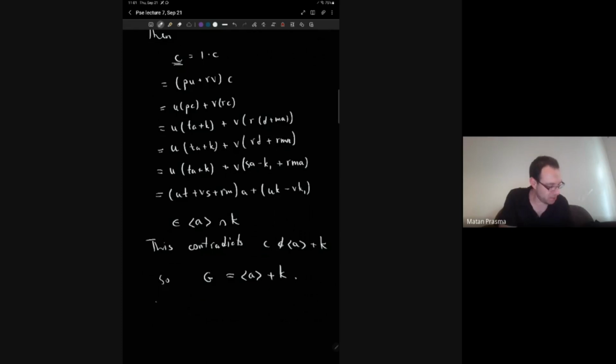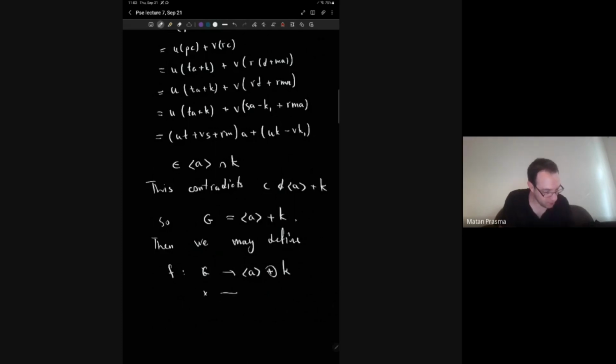Then we may define simply a map from G into the direct sum by taking an element X into, or I guess it's easier in the other direction, from A plus K into G. I take SA comma K, and I simply send it to SA plus K. And you can check that this is an isomorphism.